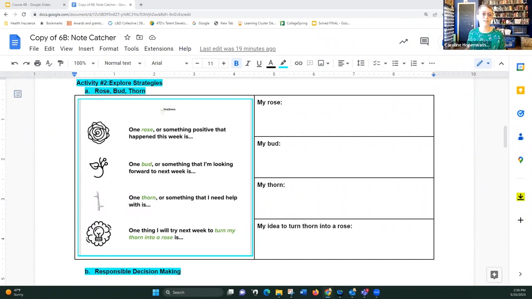Who has any ideas for any of these thorns and how we might reframe them and turn them into roses for the upcoming week? This is where we get to use our real good teacher creativity. One thing I will try is staying focused on the skills and teaching what I know works. So Sharon shared before that she feels like the hamster on the wheel because there's too many things going on.